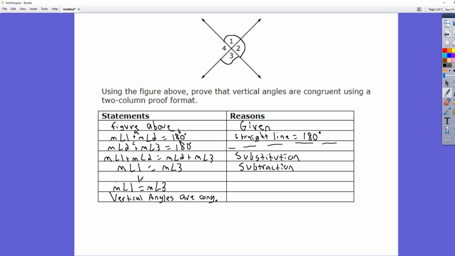And what do you know? We get basically what we're proving. We have some space left over. And so our last reason, because this would also be subtraction, because it's the same exact line as the one above.